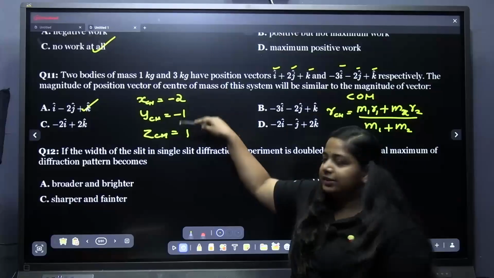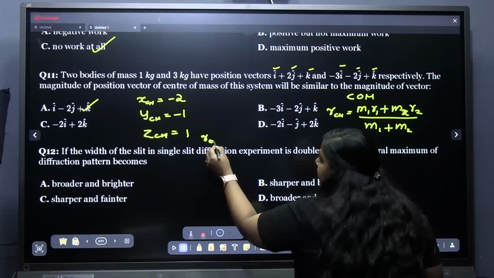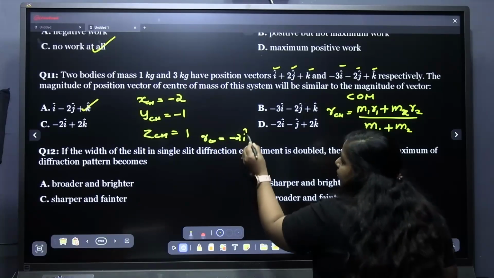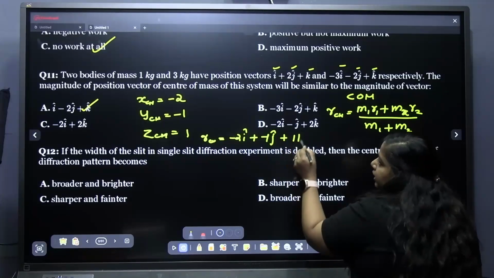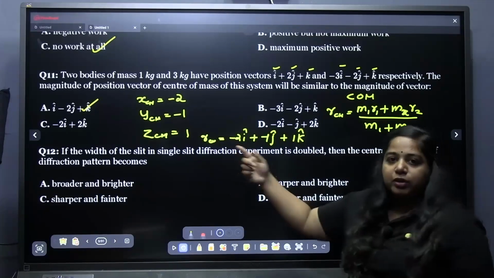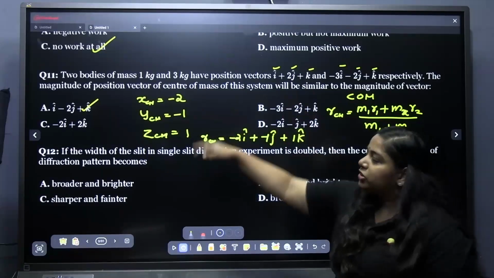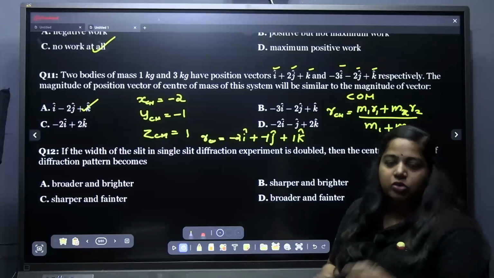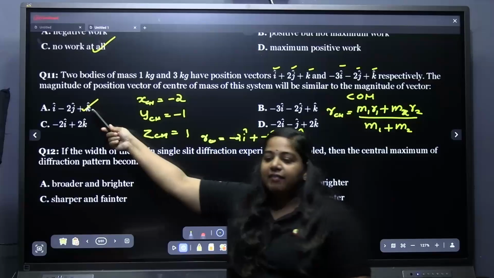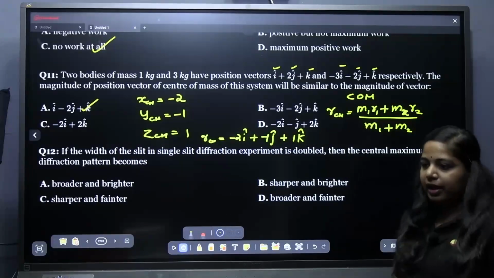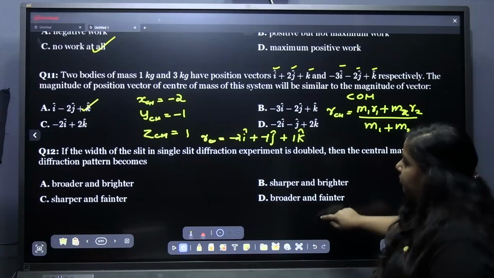We found those things. Okay, so this will make a vector, right? This vector will be, let's say, rcm equal to minus 2 i cap plus minus 1 j cap plus 1 k cap. Its magnitude will be root of 2 square plus 1 square plus 1 square. And they are asking which of these options will have the same magnitude. So the option should have 2, 1, 1 in them as components. Only one option is having that. That is our answer A. I hope you understood that. Okay.